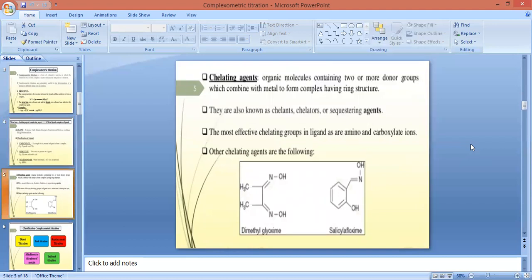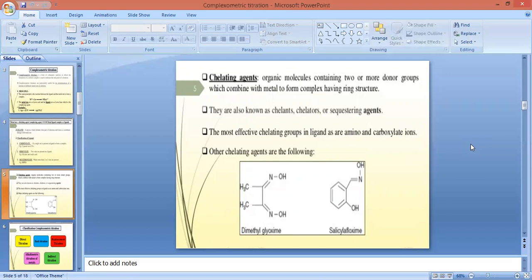Next is the chelating agent. Chelating agents are nothing but complexing agents which donate a lone pair of electrons towards the positively charged metal ion, and formation of a stable complex takes place. Formation of the stable complex will be the endpoint of the titration. The groups which donate the lone pair of electrons are those containing amino and carboxylate ion. Other than amino and carboxylate ion, dimethylglyoxime and salicyloxime are examples of chelating agents which do not contain amino and carboxylate ion.